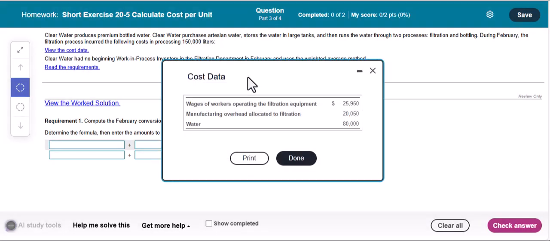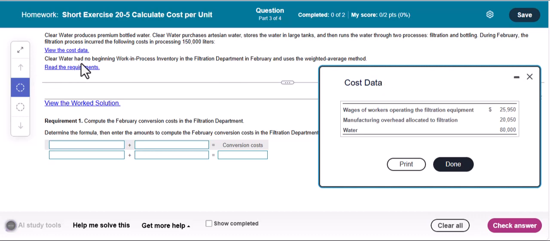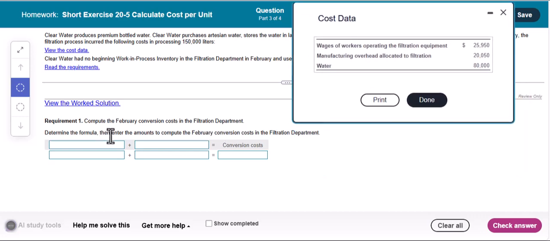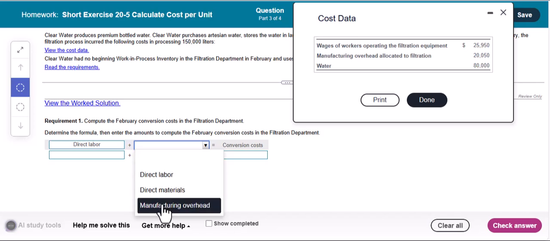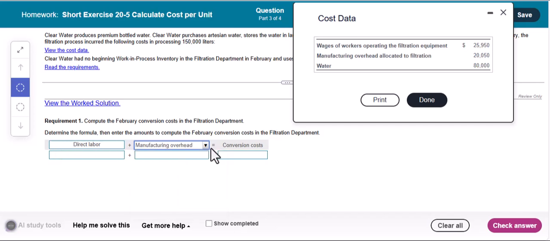Do the cost data here. And it says Clearwater has no beginning work in process inventory in the filtration department in February and uses the weighted average method. So for requirement 1, it says compute the February conversion costs in the filtration department. Determine the formula, then enter the amounts to compute the February conversion costs in the filtration department. So remember, conversion costs include direct labor plus manufacturing overhead. So that's our formula there.